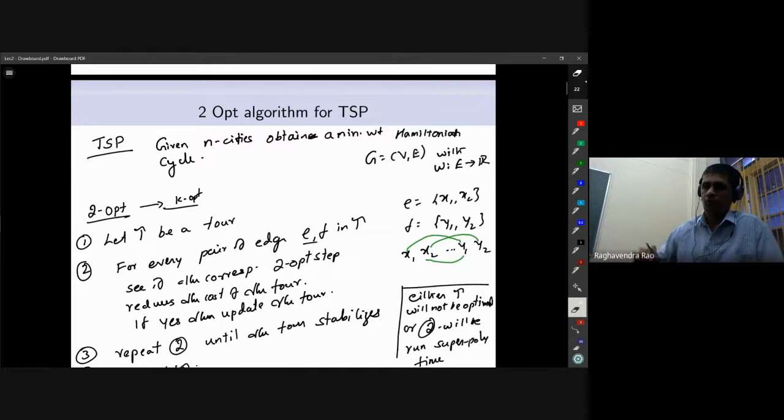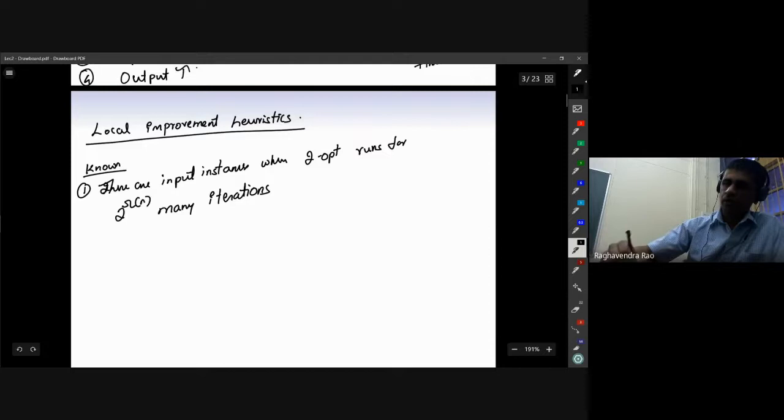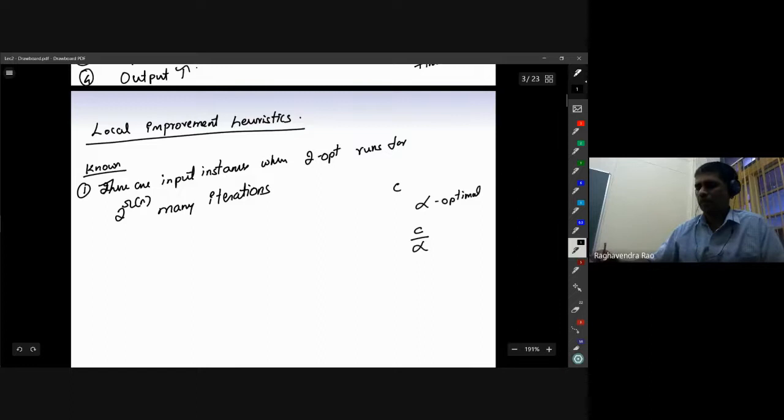What do I mean by that? Let's say C is the cost of the tour which is output, and say alpha is the optimal value. Now if I take this ratio C by alpha, if C were optimal, then C by alpha will be 1. Otherwise, in general you cannot have a tour smaller than alpha, because alpha is the best possible, so this is always greater than or equal to 1. Now we call this an approximation ratio. The closer to 1 this ratio is, the better the quality of output, or the better the algorithm is. That's how we measure.